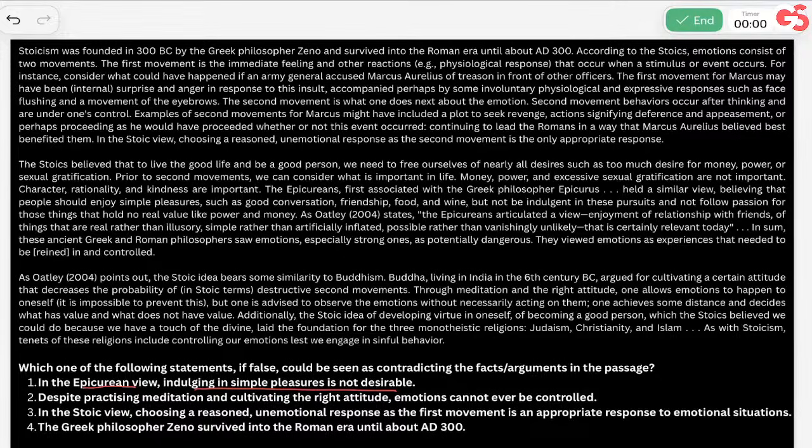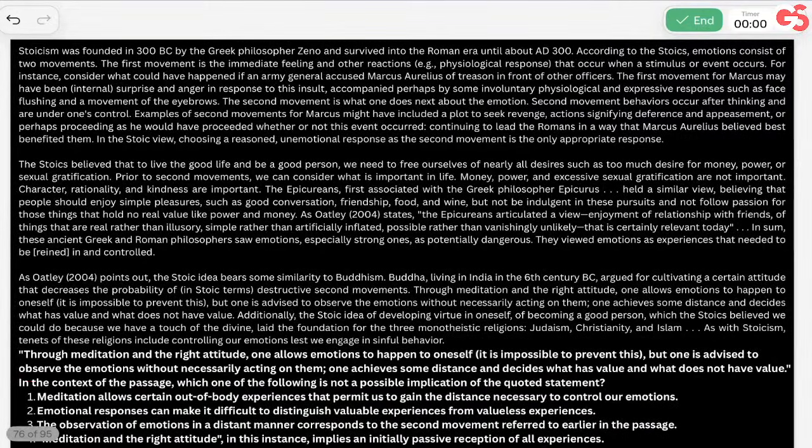ठीक है तो ये तो नहीं है, ये वो है ना. Could be seen contradicting the facts or arguments in the passage, seen contradicting, okay. Not desirable, it's desirable actually. So first is correct, that's it. कुछ पढ़ना ही नहीं है.